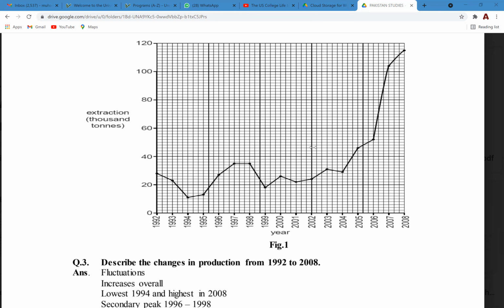You guys can unmute yourselves and tell the answers. You look at the values for the general trend. You don't specifically mention any specific value. You just generally tell the changes that you see in the graph. Any one of you can answer this question.